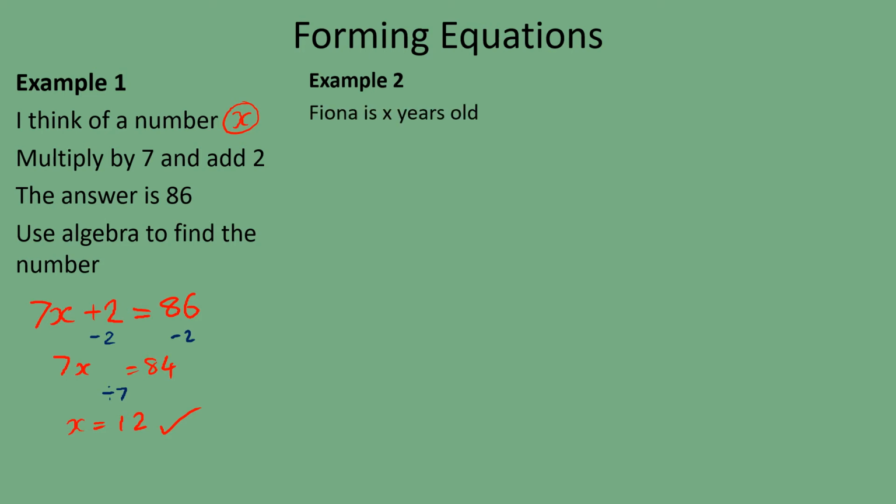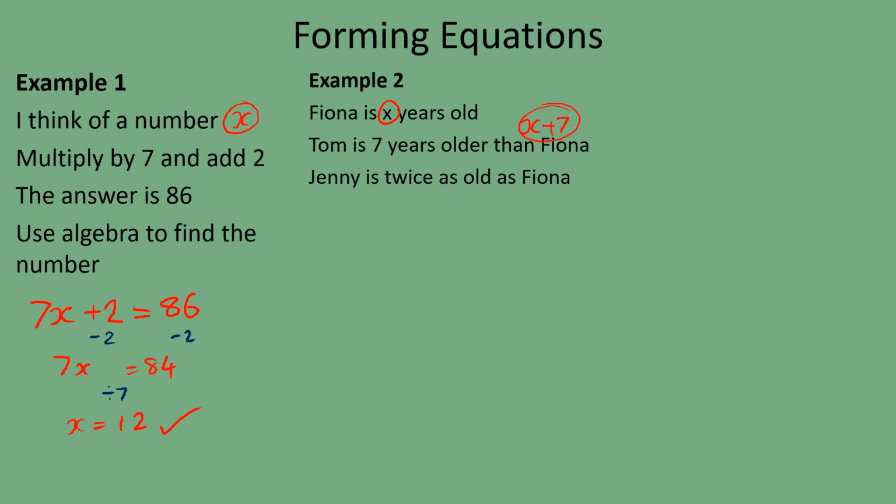Okay, second example. Fiona is X years old, so they're telling you what X is in this question. Tom is 7 years older than that. So if Fiona is X, then Tom is X add 7, 7 years older. Jenny is twice as old as Fiona. So if Fiona is X, and Jenny's twice as old, Jenny is 2X. Their ages add up to 51. We want to use algebra to find all their ages.